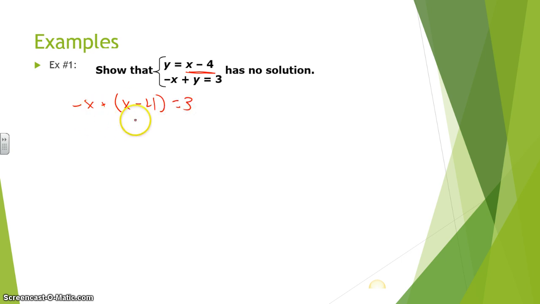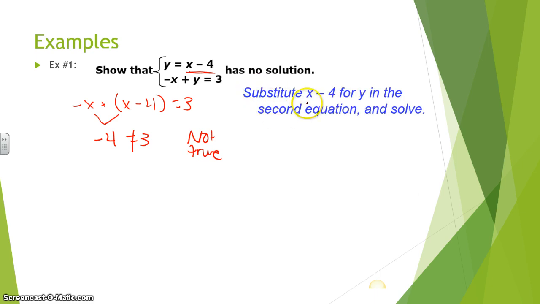Well, let's look at this. When we combine like terms, that negative x and x becomes 0. So what I'm left with in this equation is negative 4 equals 3. Is that true? No, negative 4 does not equal 3. So this is not true. That's why this is a no solution problem. In the notes here, as mentioned, you're going to substitute x minus 4 in for y in the second equation. When we solved it, we got negative 4 does not equal 3. So for this system, there is no solution.